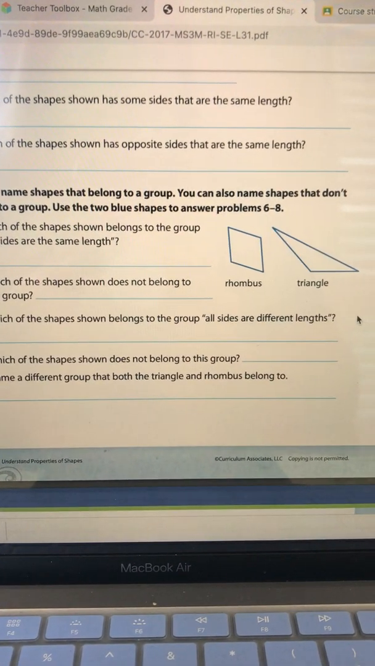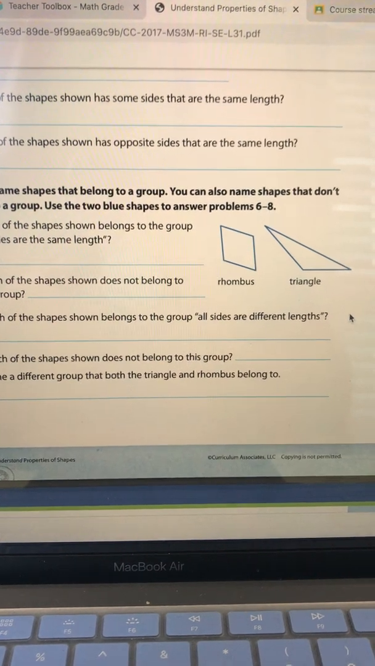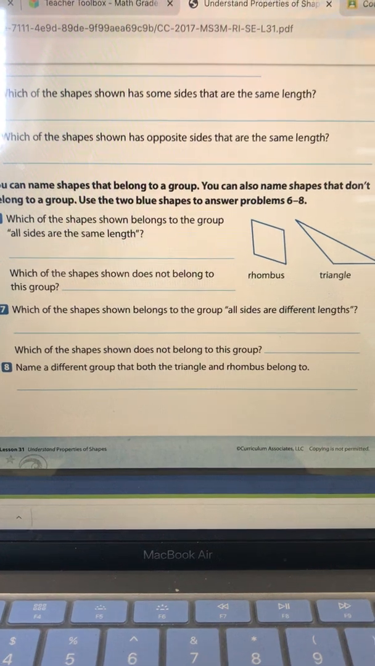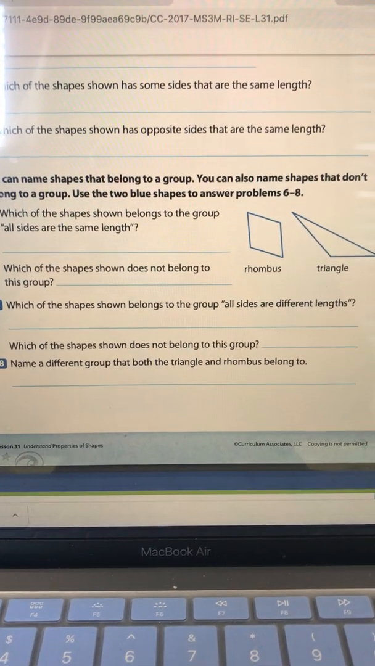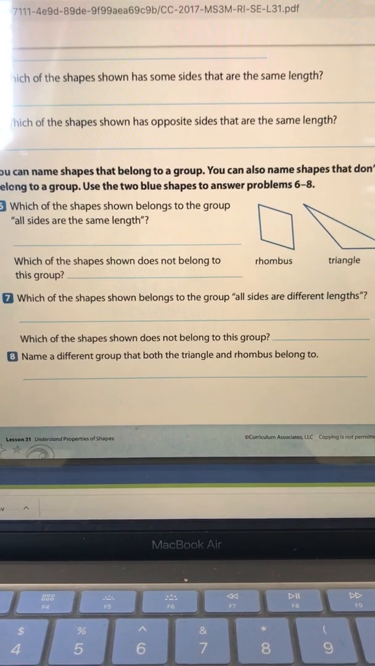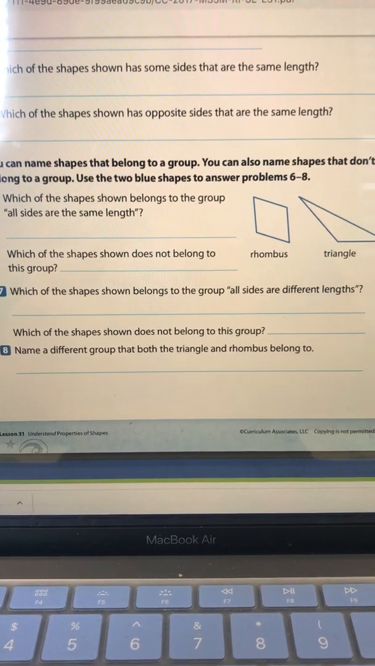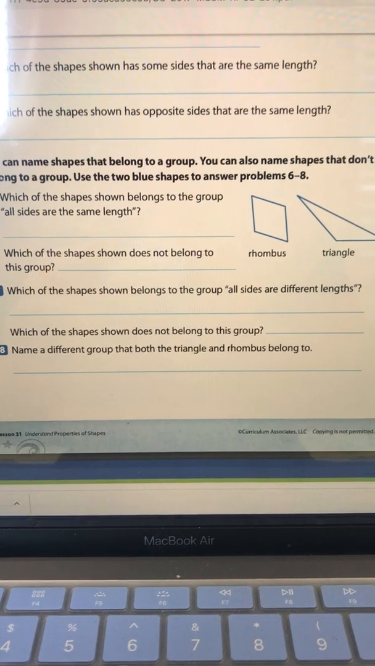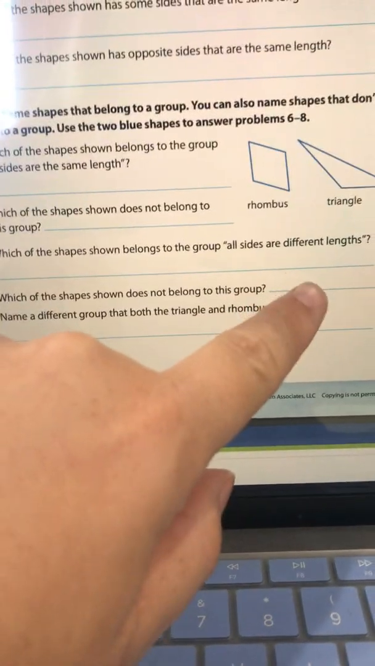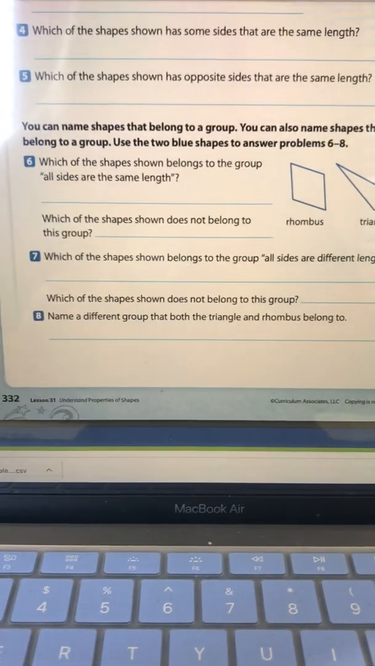Which of the shapes shown belongs to the group all sides are different lengths? Well, we know the answer to that one, don't we? Yeah, the triangle. The rhombus had all sides the same length. The triangle, none of the sides are the same length. Which of the shapes does not belong? Well, if the triangle does belong, then of course the rhombus would not.